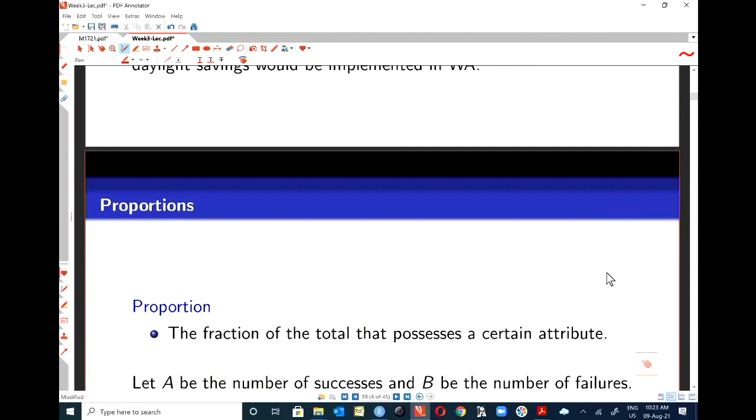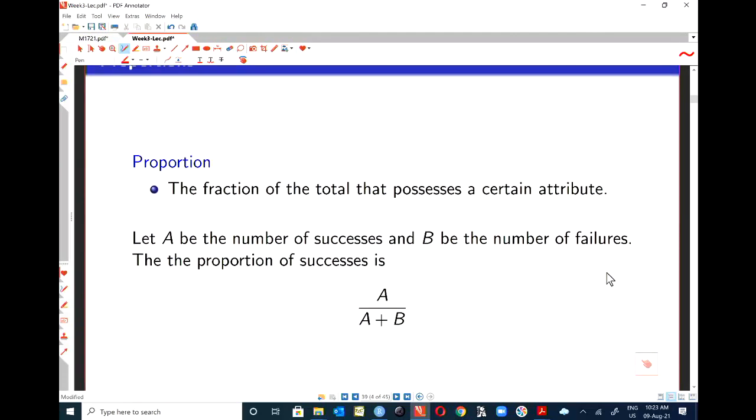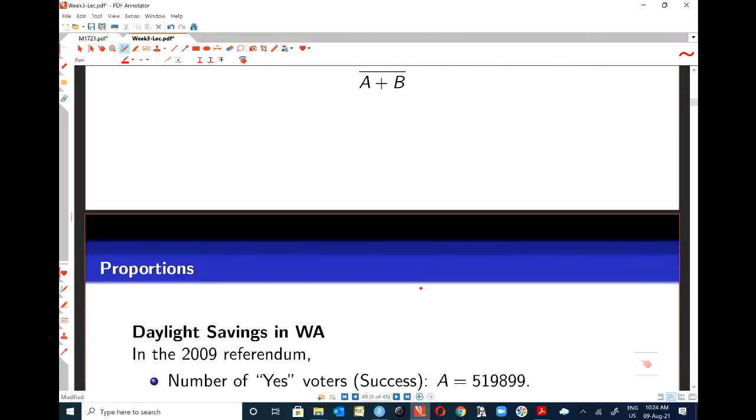Yes and no here. So a proportion is the fraction, if you like, a percentage of the population that actually has a certain attribute. If A is the number of successes, and success is generic here, meaning people have answered yes to the question I'm asking, and B is the number of failures, the proportion of successes is going to be A over A plus B. So A plus B is the total number in my sample, or total number of people I've surveyed, and A is the number of successes. That's my A over A plus B.